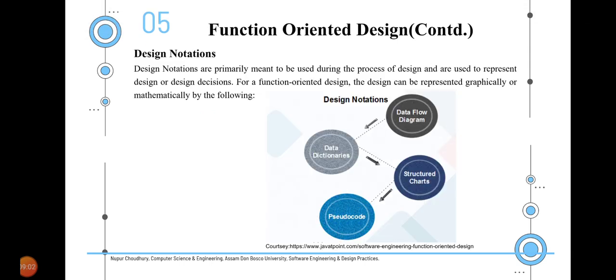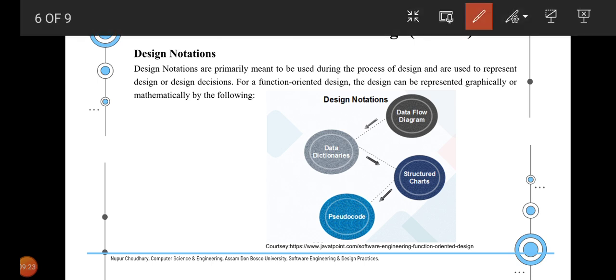So the function oriented designs basically are meant to be used during the process of design and are used to represent the design or design decisions. For a function oriented design, the design can be represented graphically or mathematically by the following diagrams. The first one being the data flow diagram, the second is the data dictionary, the third one is the structure charts, and the fourth one is the pseudocodes. So all these four could be used to represent the function oriented design.